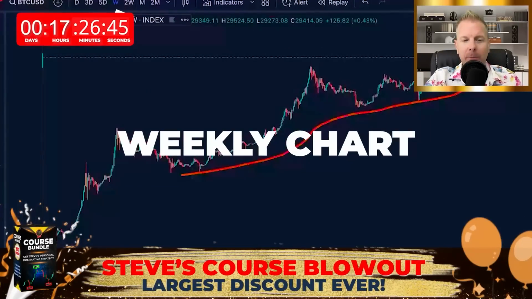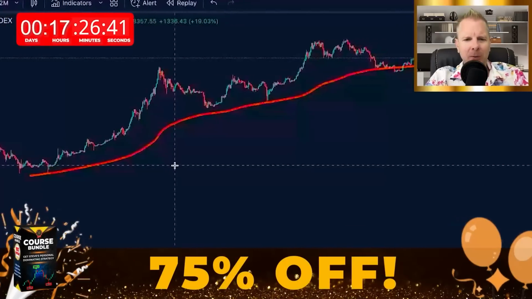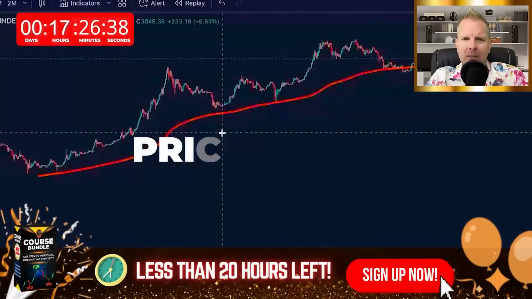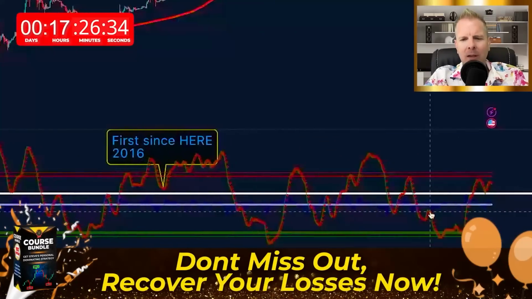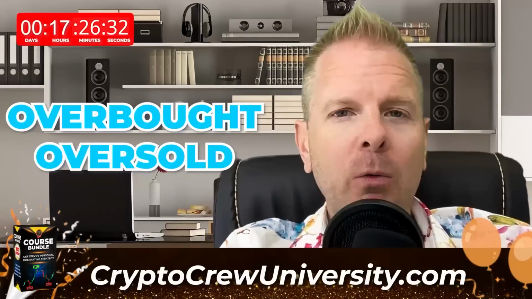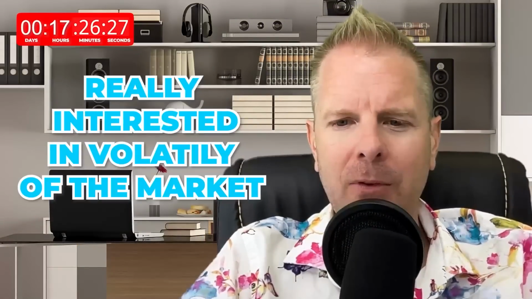Now, let's take a look at the chart. We're on the weekly chart, Bitcoin US dollar index, and we are here on Bitcoin looking at the top. We have price action at the top, and we have the wave trend at the bottom. Now, the wave trend is simple. It looks at overbought and oversold, and it's really interested in the volatility of the market.